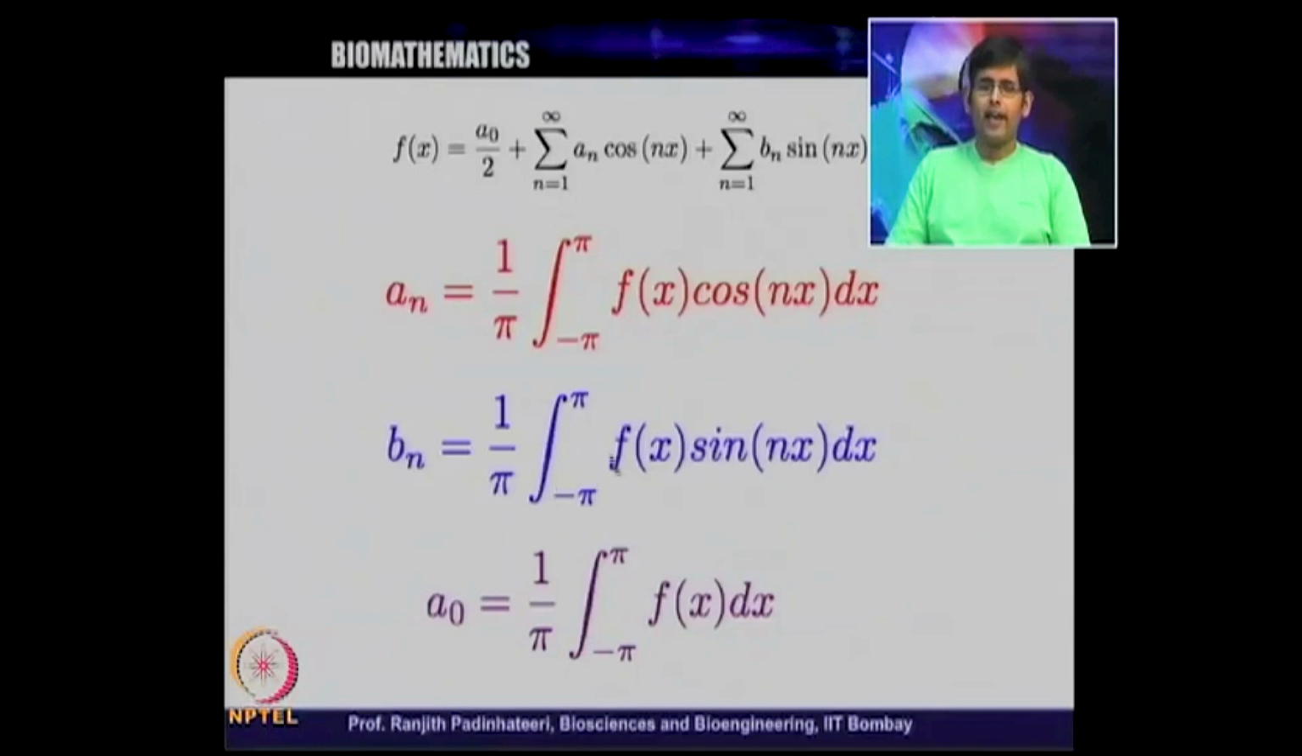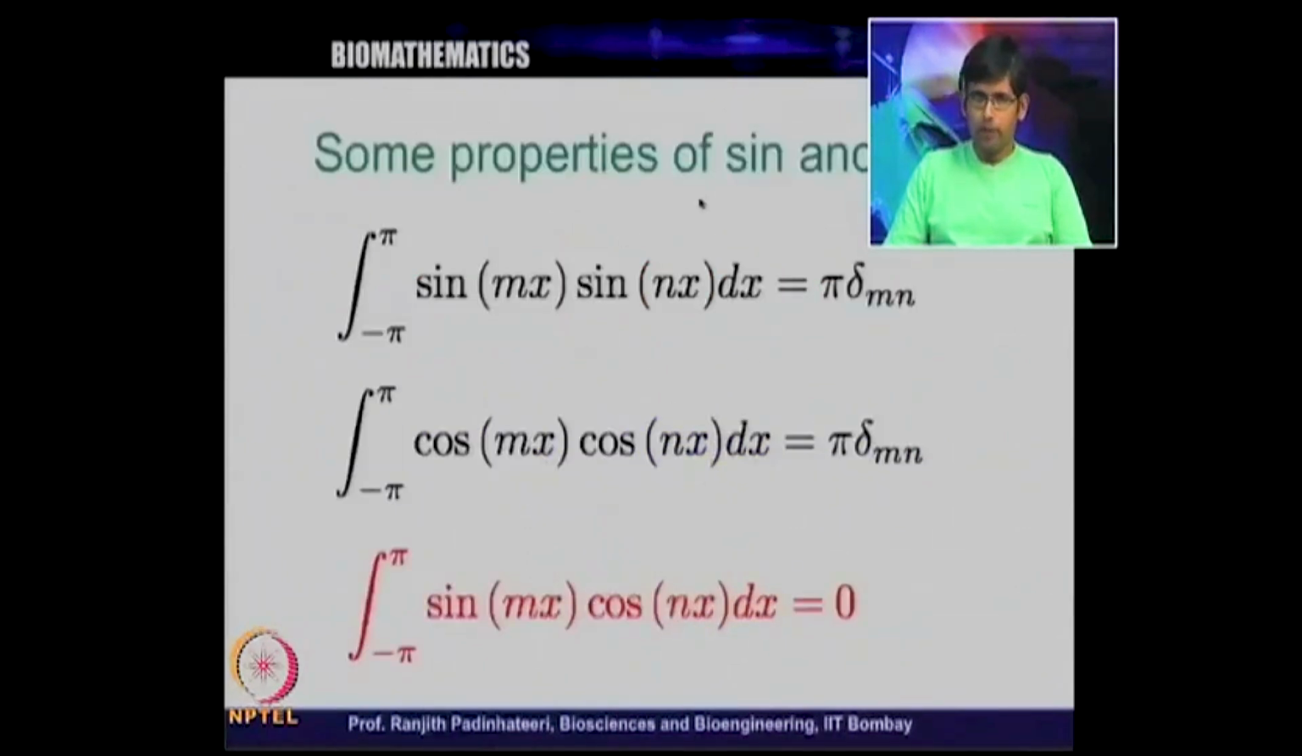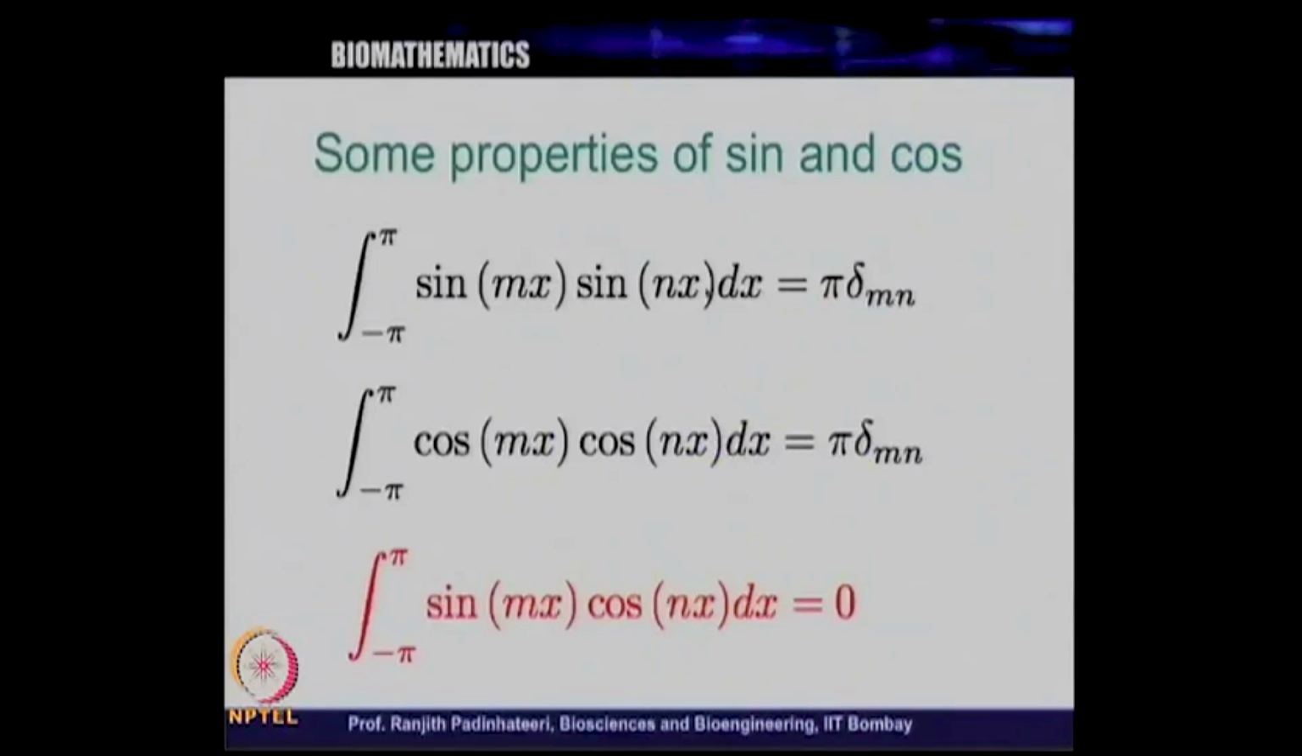So this is the way we can get a_n, b_n and a_0, and if we know a_n, b_n and a_0, the function can be expanded in this particular way. We also saw that the reason we could do this was a special property: the integral of sin mx and sin nx is delta_mn.